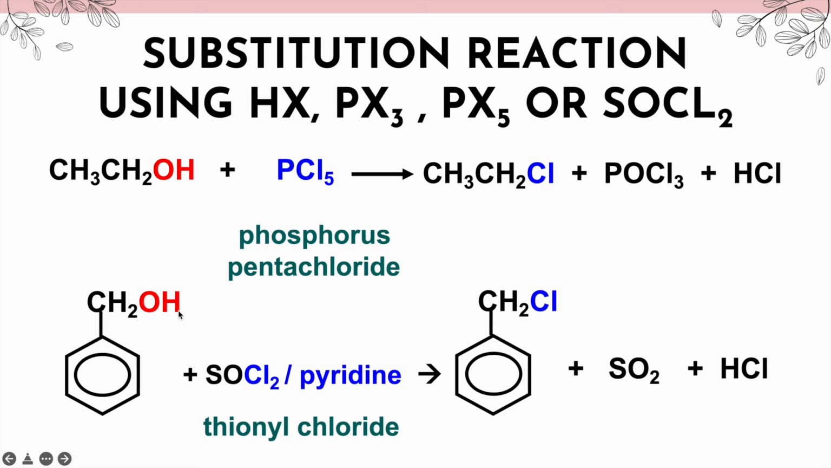And then next, alcohol reacts with SOCl2 in the presence of pyridine. Only one Cl substitutes the OH group. Here it becomes CH2Cl. Side products are SO2 and HCl.